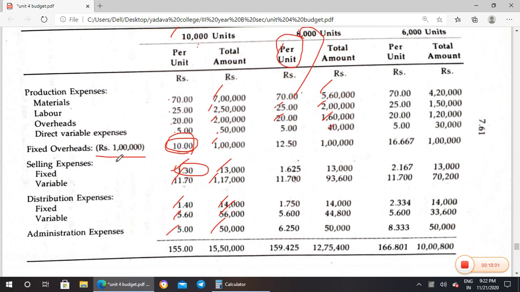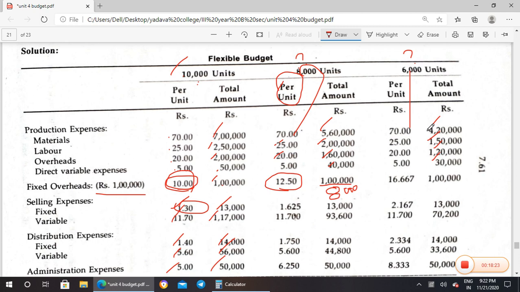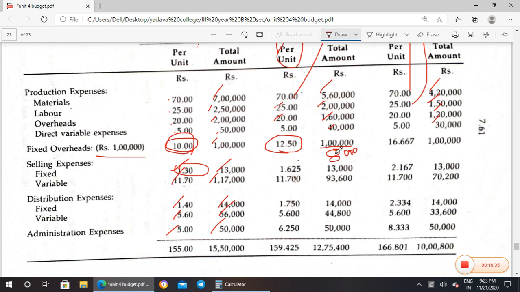Here they have given the fixed amount, not the per unit rate, so we have to do 1 lakh divided by 8,000, and you will get the per unit rate. The same thing for 6,000 also: we have to multiply all the per unit rates with 6,000. 70 into 6,000, you will get 4,20,000. 25 into 6,000, 1,50,000. 20 into 6,000 units, 1,20,000. 5 into 6,000 units, 30,000. But the fixed overheads they have given in amount, so divide the amount by units.